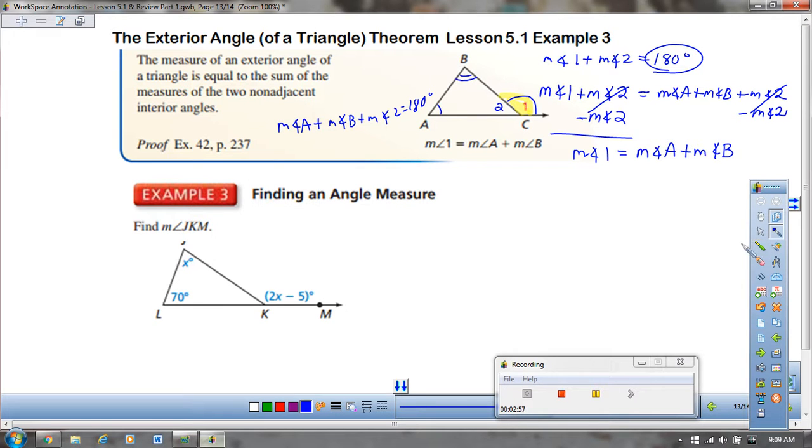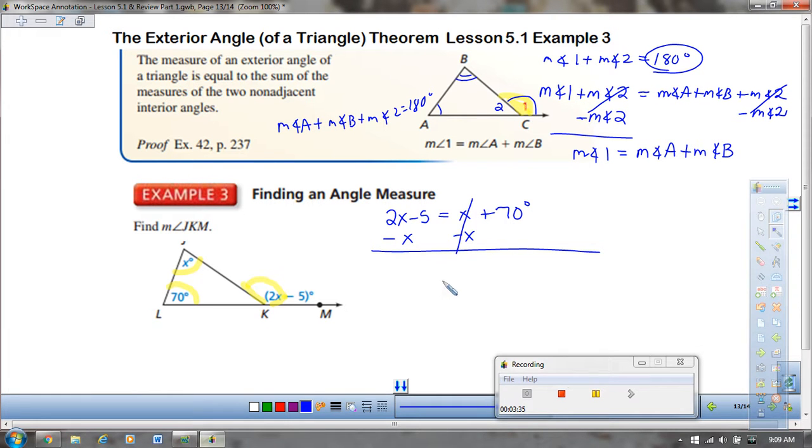Looking at the example that we've got right here, we've got that angle JKM right here, which is 2x minus 5, would equal the measure of angle J plus the measure of angle L. So being able to set that up and solve it, we would say that 2x minus 5 equals x plus 70. And going through to solve it, the first thing I'm going to move is my x to the left side because it's a smaller value of x, so I've zeroed it out on the right-hand side of the equation.